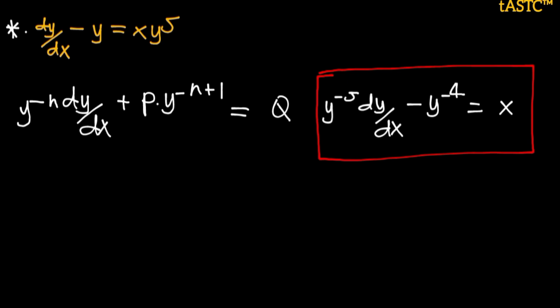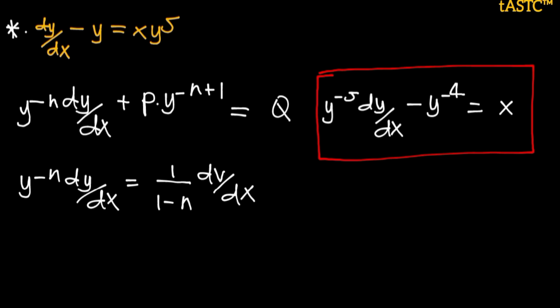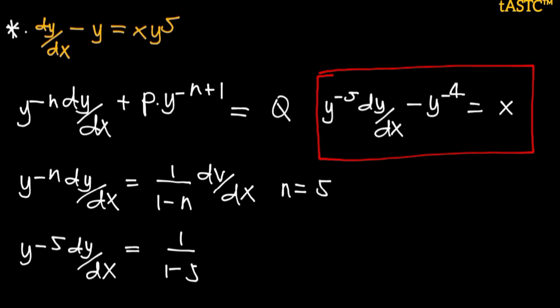Now from the first part of this video, we said that y to the negative n dy dx is the same thing as 1 divided by 1 minus n dv dx. That was actually derived. So we know in this case that n is equal to 5. So we're going to have y to the negative 5 dy dx, that will be equal to 1 divided by 1 minus 5 dv dx. So this is equal to negative 1 over 4 dv dx. Right? So we have that worked out.